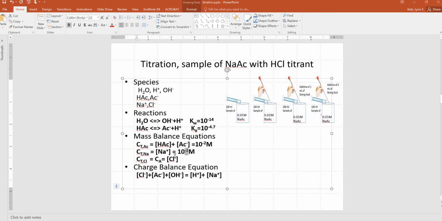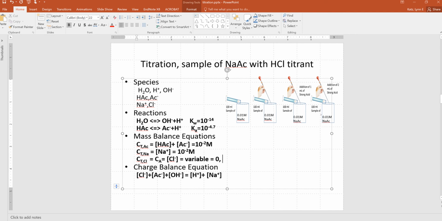This is important because it will allow us to substitute in the charge balance, given that Na plus will have to equal the total of HAC plus AC minus. The amount of chloride I add, which is the concentration of hydrochloric acid, again is going to be variable and different for each of the beakers.